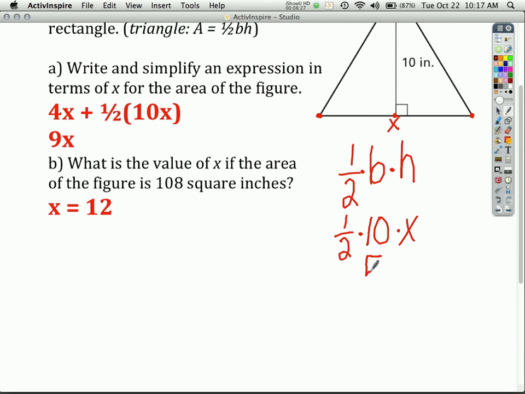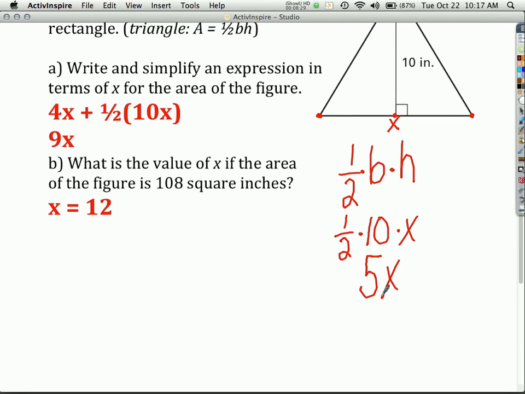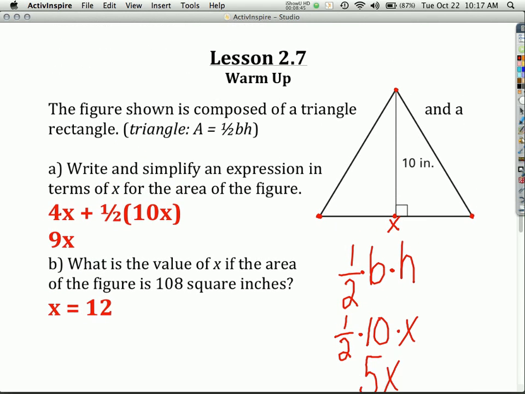And so this is really 5x. And so that's where we get the 9x from, because the rectangle is 4x. This is really 5x. 4x and 5x is 9x. So does anyone have any questions on how we found the area of the triangle?